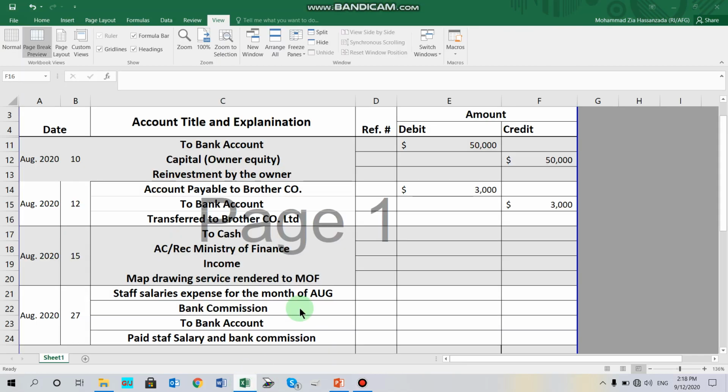So we make this journal entry. Our cash is increasing by 50,000, so it should be debit. Also account receivable from Ministry of Finance, which is one of our assets, is increasing by 50,000, but our income or revenue is increasing by 100,000, so we will record this 100,000 on our credit side.